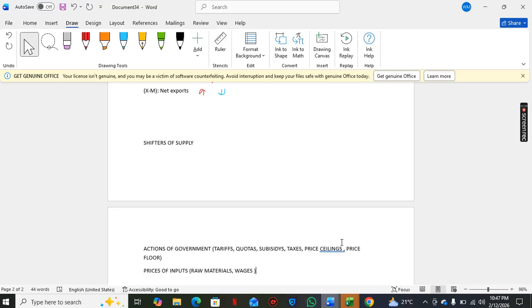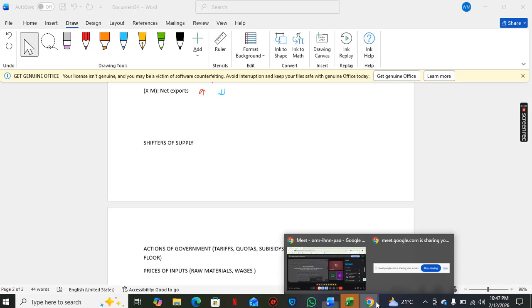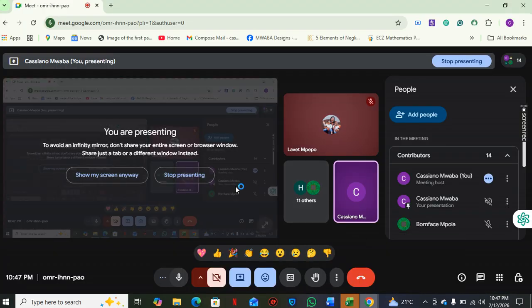Then wages. If the minimum wage increases, for a business that means higher costs, because wage is a very significant cost to a business. Colleagues, would we agree to that? That labor is a significant cost to a business. Would we agree with that?